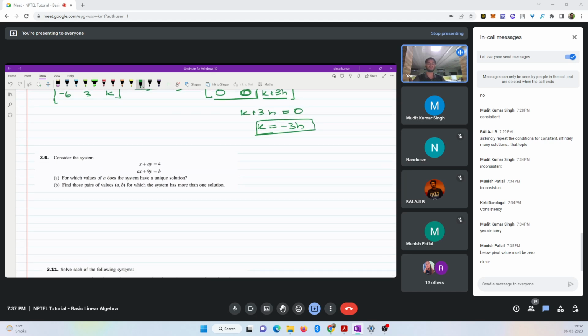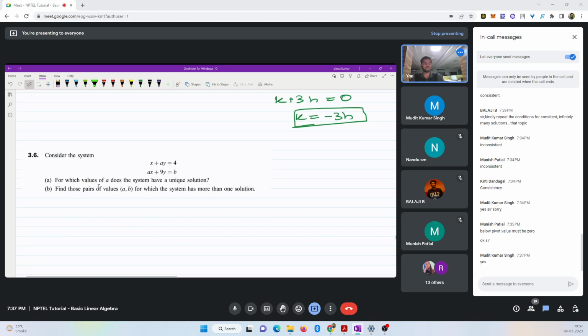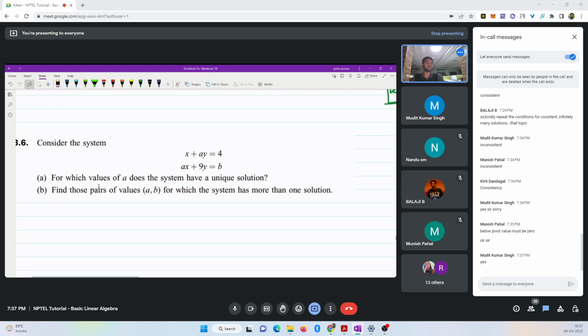Okay, you guys try this question. I'll also solve after you have tried. I hope the font size is good enough for this to be visible to all. So you have a system of equations. It is asking for what values of A the system has a unique solution. And then it is asking you to find the pair A comma B for which the system has more than one solution.